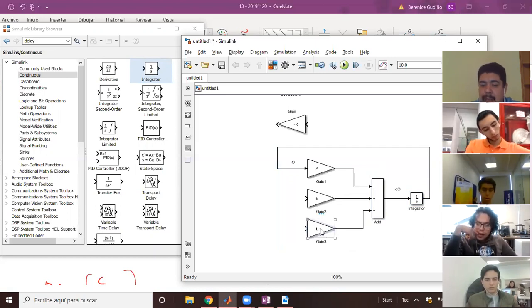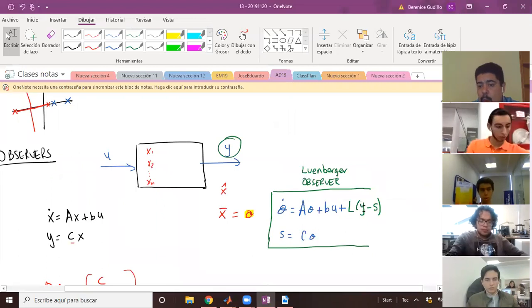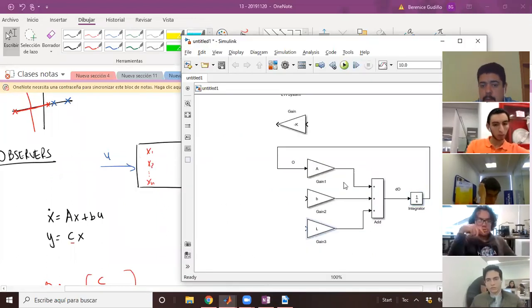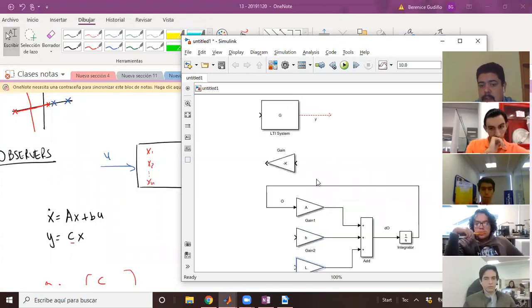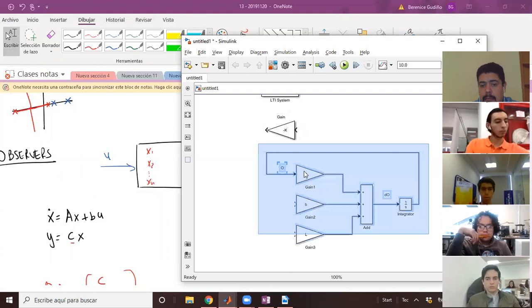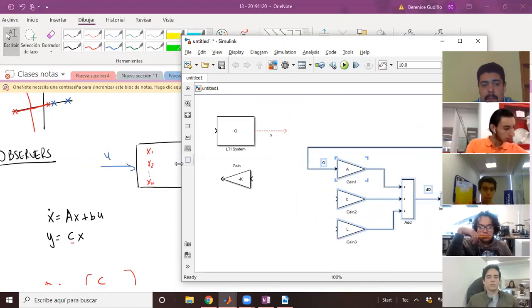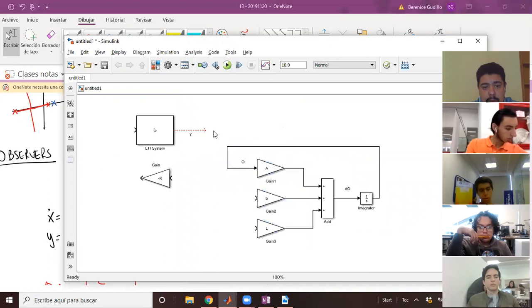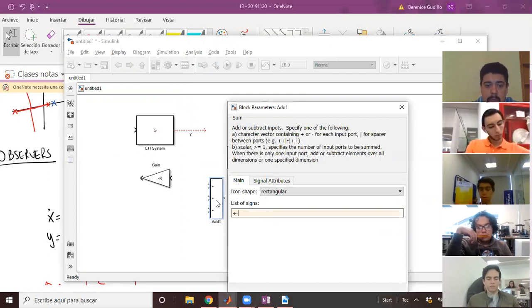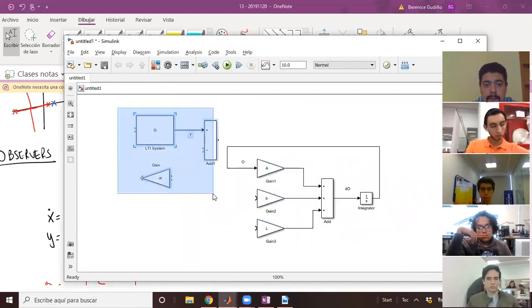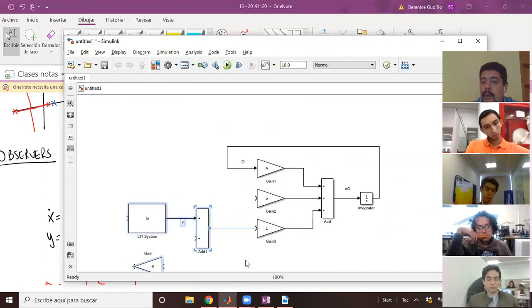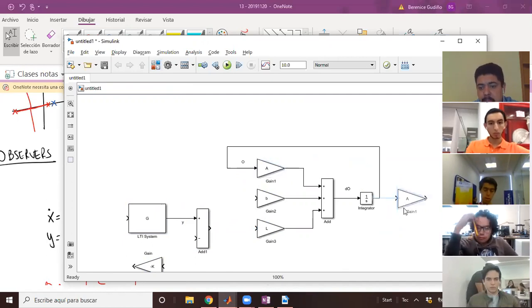What is going to be multiplied by L? You see? You need Y and you need S. Y, we have it in here, so that's not a problem. So this is Y. We'll connect Y in here. And where do I have S, which was the output of the observed system? I have it in here.